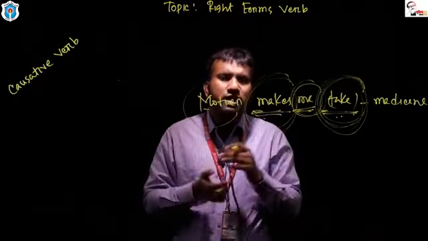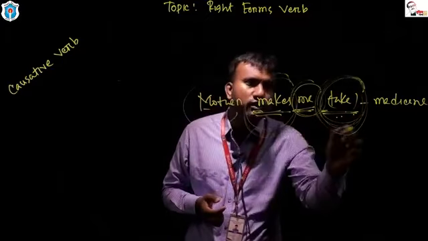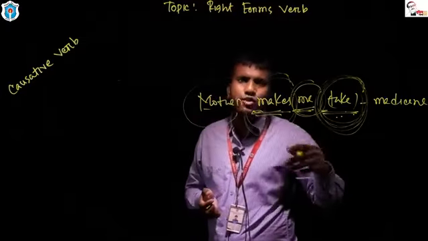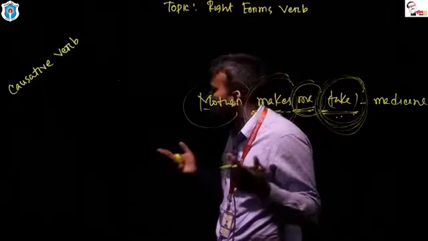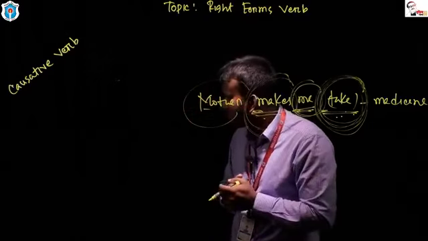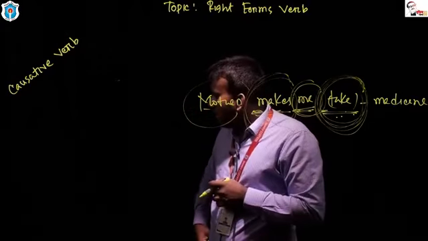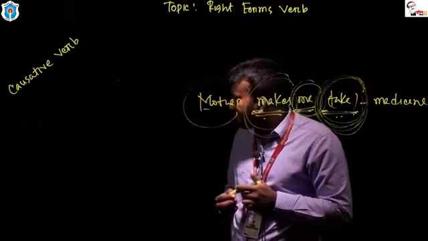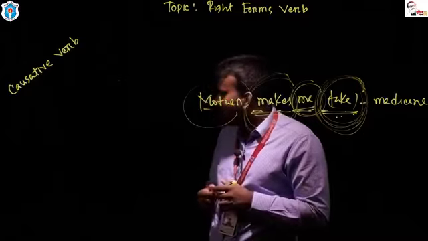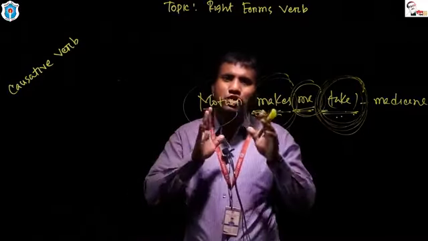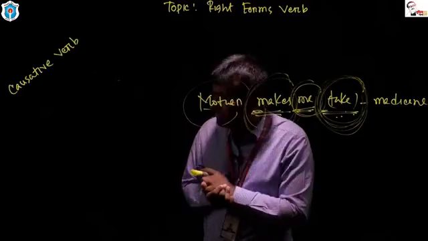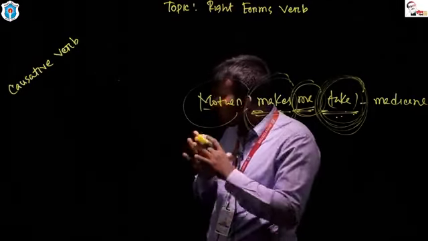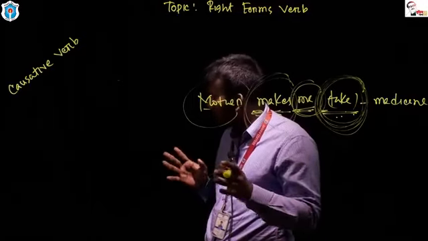We need to determine the form of the second verb. Here, mother makes me take medicine: to take medicine, taking medicine, taken medicine. What should be the answer? Yes, in Bengali, when the doer doesn't do the work himself but gets it done by someone else. Thank you, my dear students. Sorry, most of you are making mistakes. The answer is: to take.